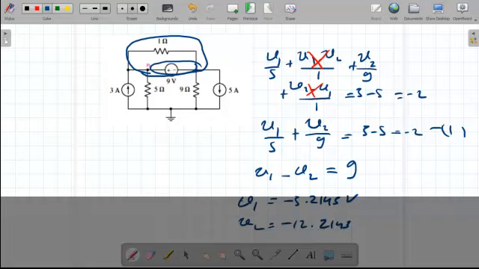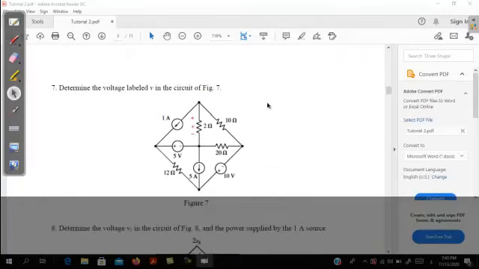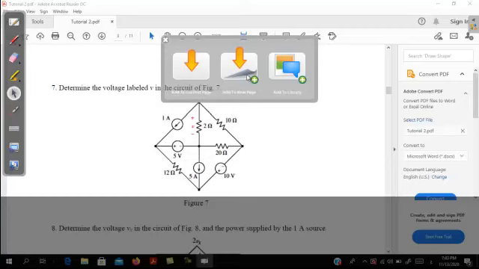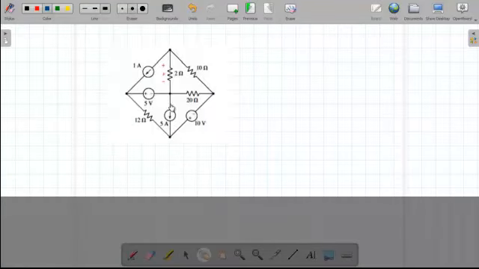We go to question number 7. In question number 7, what we have here, we have to determine the voltage V. Okay, we need to determine the voltage that we call V. So here we will call this one.